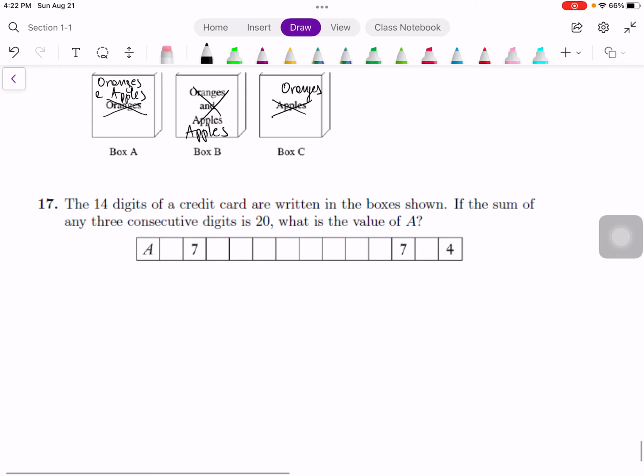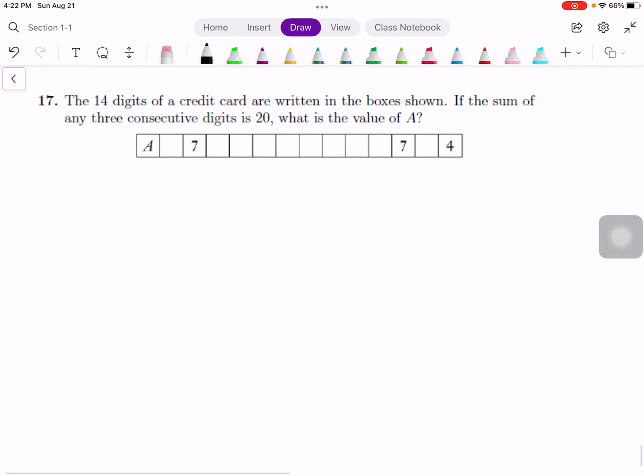Okay. And the final one, maybe the easiest one: the 14 digits of a credit card are written in the boxes shown. If the sum of any 3 consecutive digits is 20, what is the value of A? Okay, so this is kind of logic, but sometimes, to come up with your answer, you have to look at everything in between. So if I know the sum of any 3 consecutive digits is 20, then I look here. That's 11, so I'm missing 9.